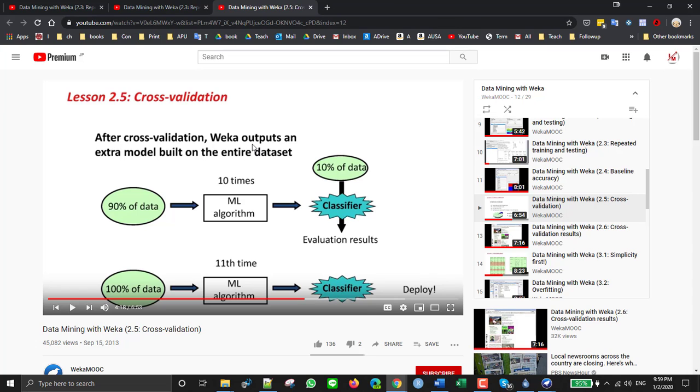But to build the algorithm for future use, as I said, we may as well use the entire data set, and that's what he means by deploying the model, for using it in the future. We use the whole data set. So that's what he means here.